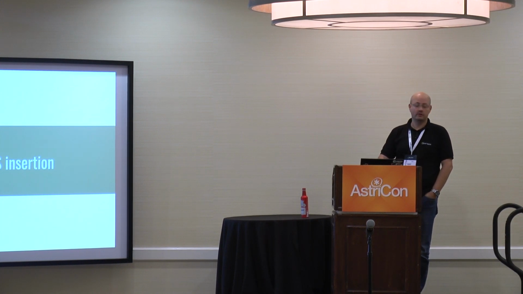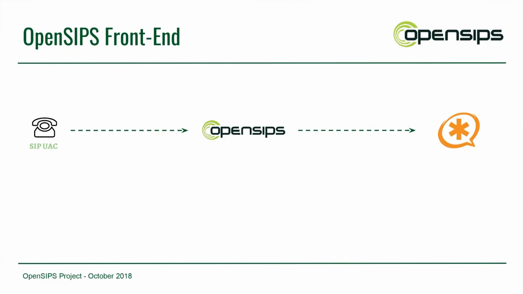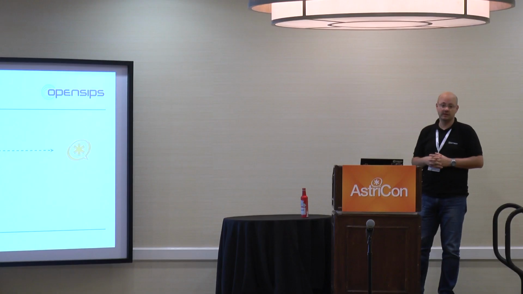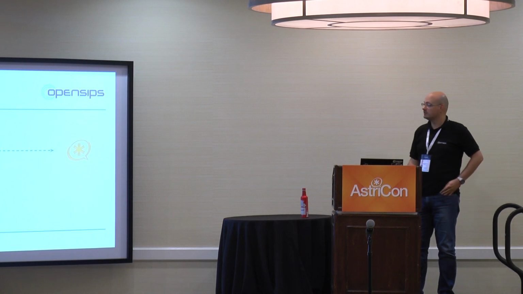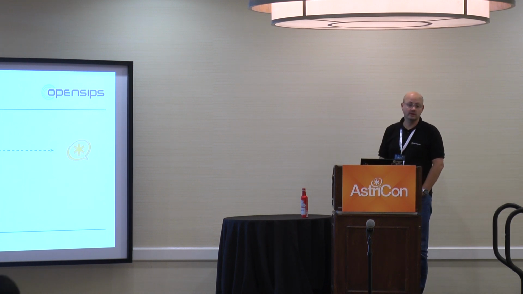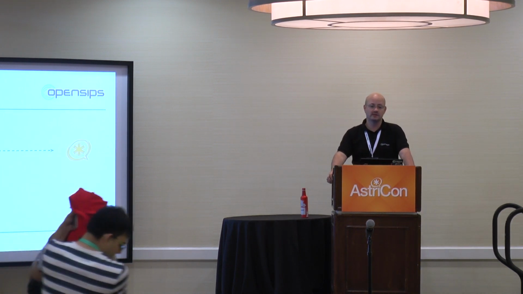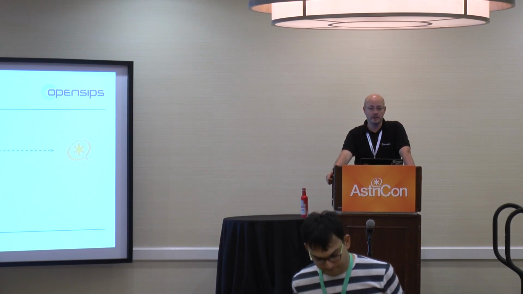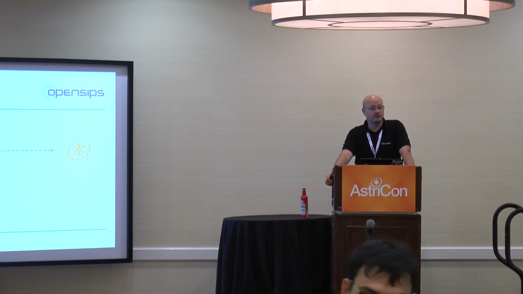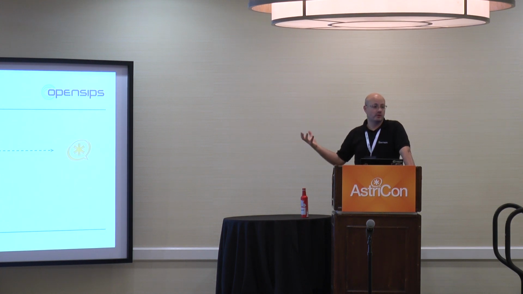So the first thing that you have to do is, of course, inserting OpenSIPS as a proxy in the middle, between your SIP user agent and the Asterisk. This initial insertion is quite easy to do. The typical configuration for OpenSIPS is to act as a proxy. You don't have to change more or less anything, probably just some authorization stuff on the Asterisk side, so it's quite easy to do.